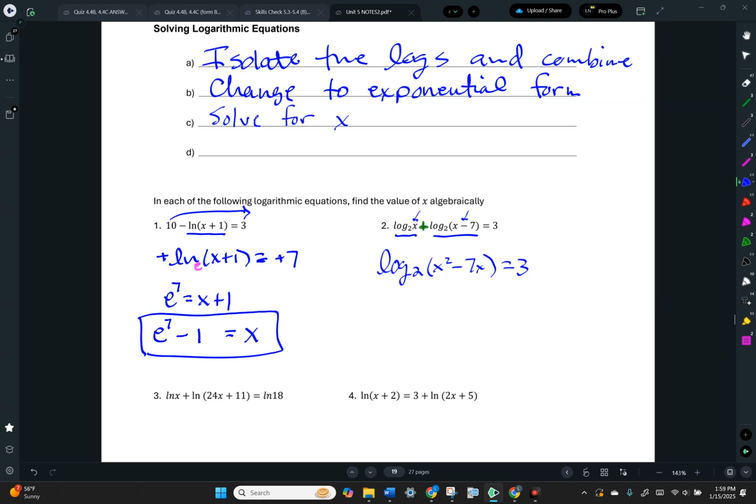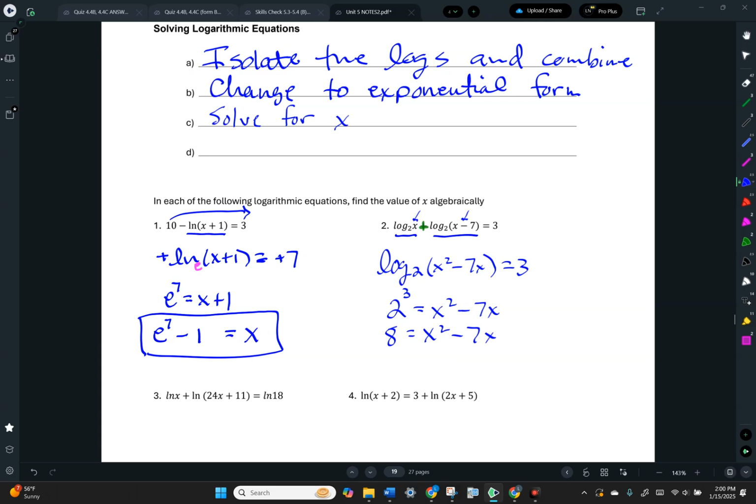The next step, so I'm on step 2 or step B above, is to change it to exponential form. So the base is 2. Remember, the log always equals the exponent, so 2 to the 3rd equals, what's left is x squared minus 7x. So let's see, 2 to the 3rd is just 8. So really I have 8 equals x squared minus 7x.